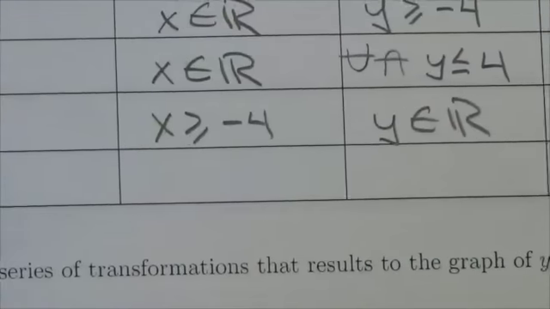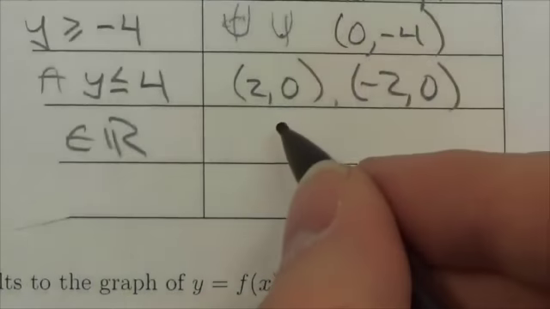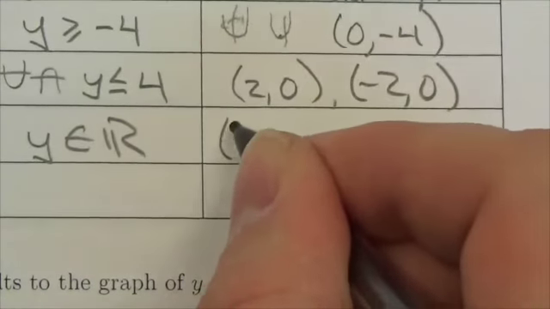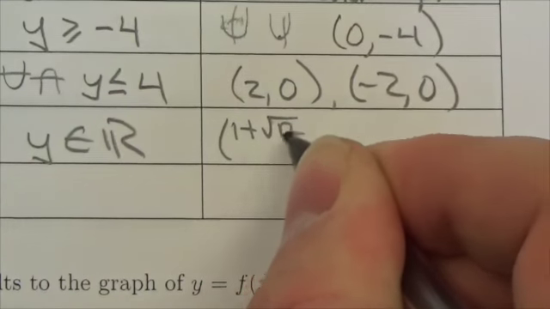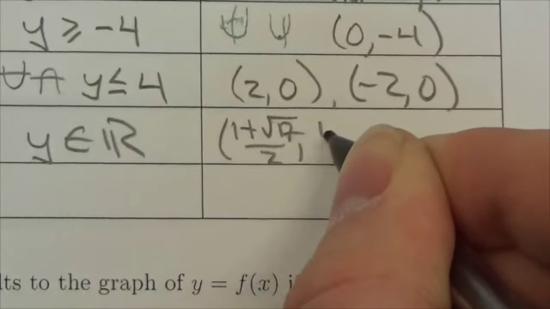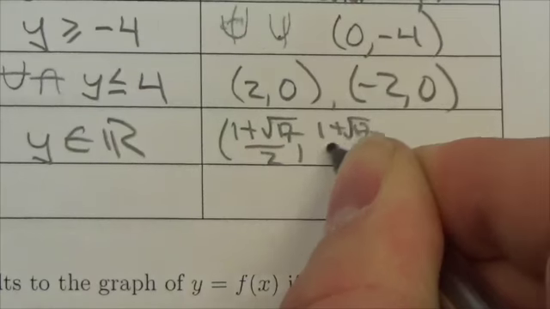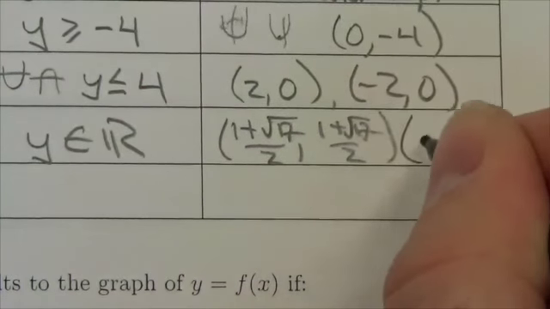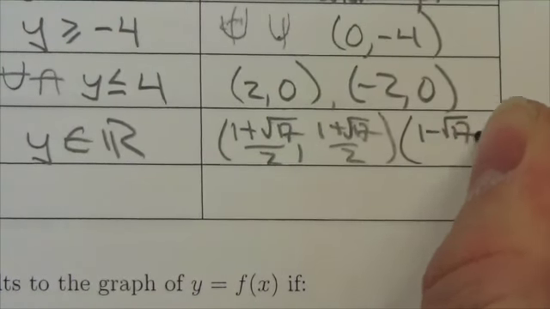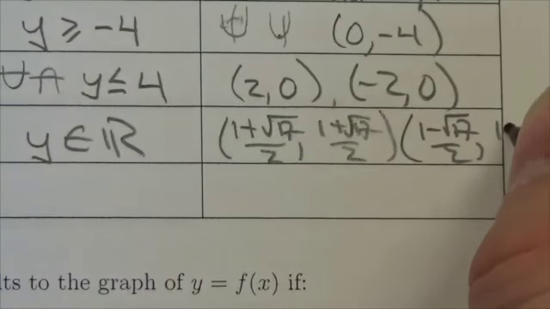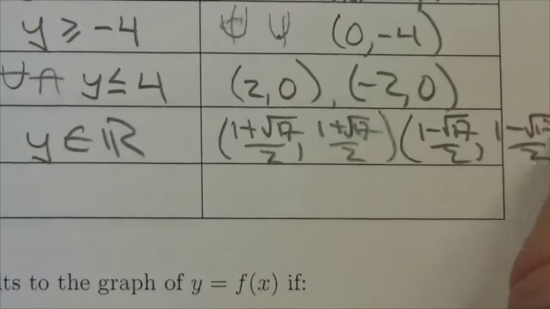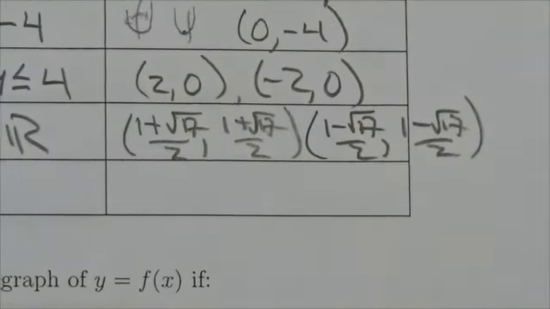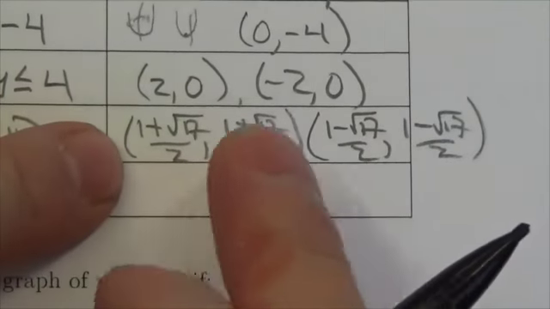And we know that at those points, the x coordinates and the y coordinates are the same. So I can come back to this and write that my invariant points will be 1 plus root 17 over 2, comma 1 plus root 17 over 2, and 1 minus root 17 over 2, comma 1 minus root 17 over 2. So x and y are the same.